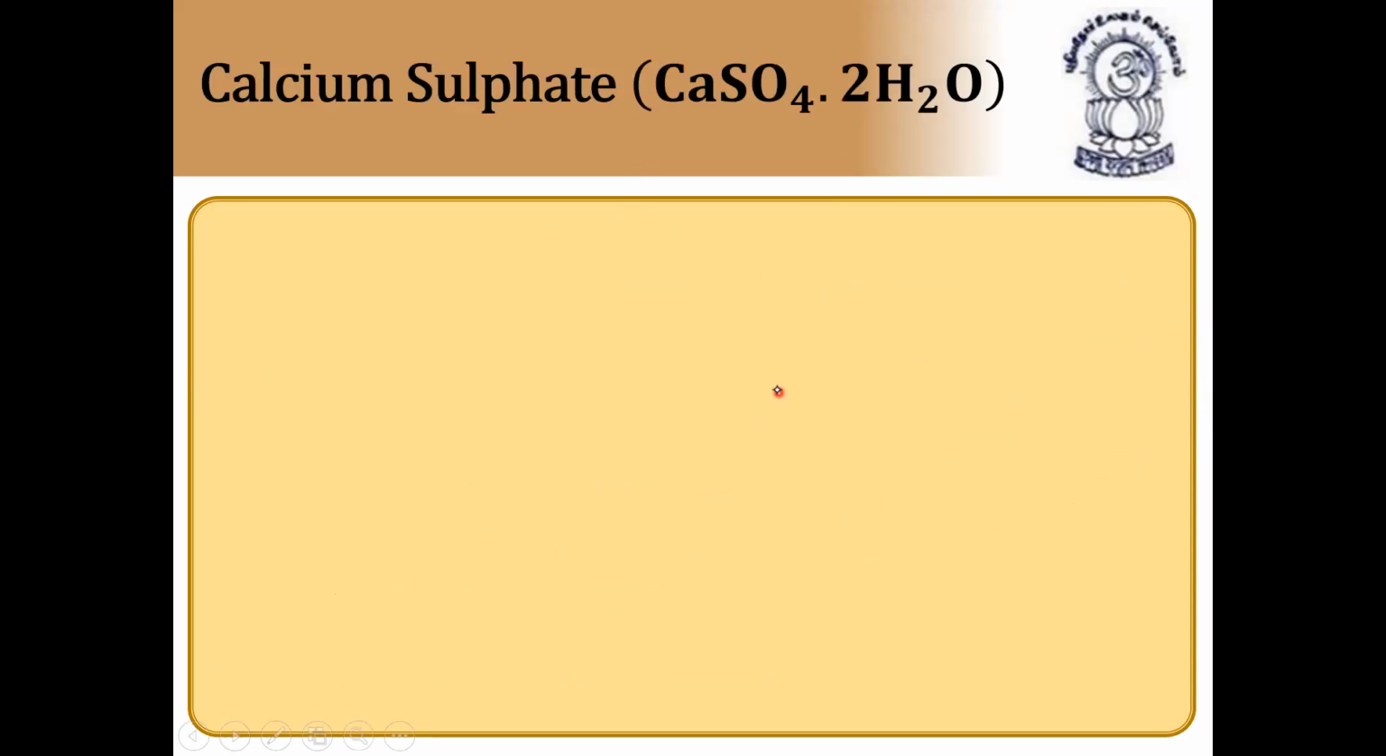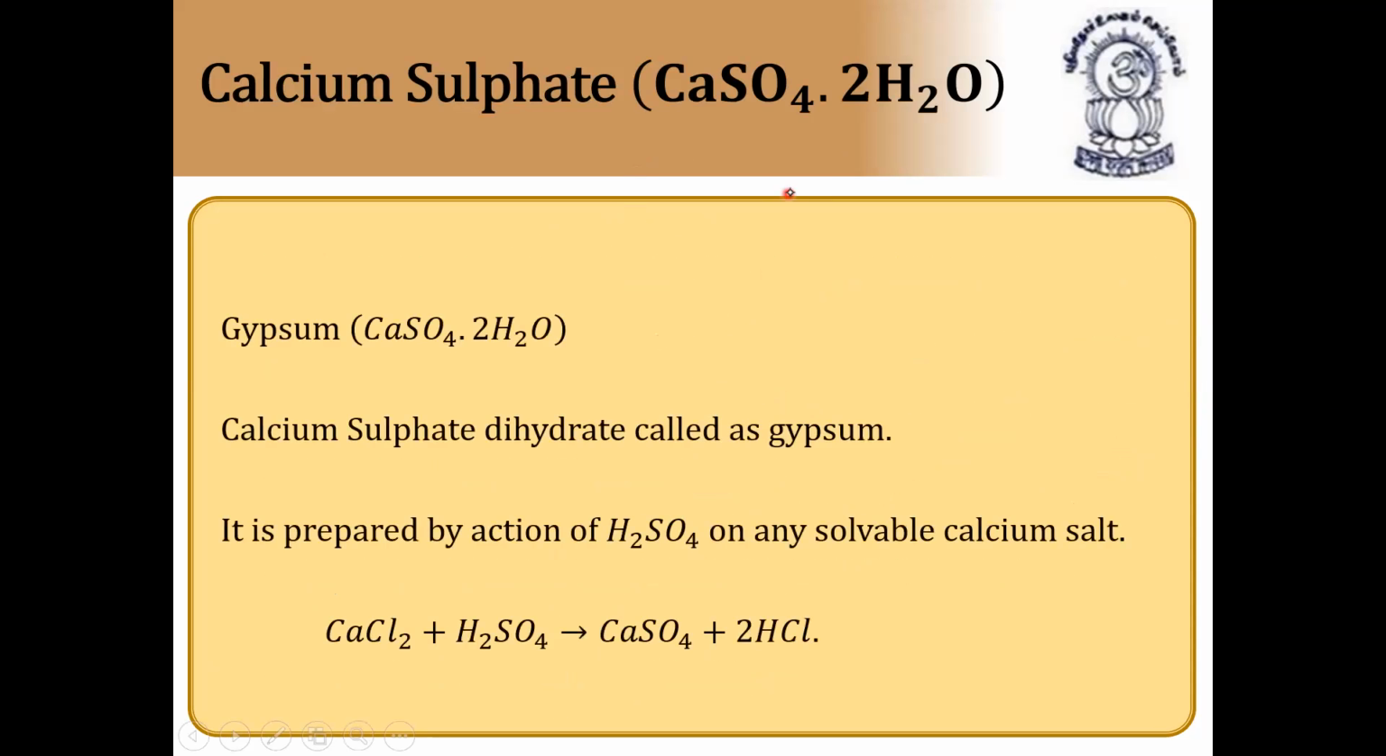Next we have the next compound, calcium sulfate, CaSO4.2H2O. It is also called gypsum. Hydrated calcium sulfate is called gypsum. Calcium sulfate dihydrate is called gypsum. It is prepared by the action of sulfuric acid on calcium chloride, or on any soluble calcium salt. So calcium chloride on reaction with sulfuric acid forms calcium sulfate plus hydrochloric acid.